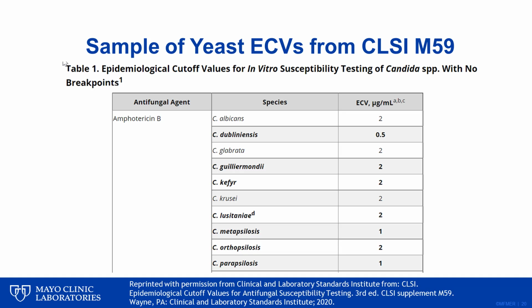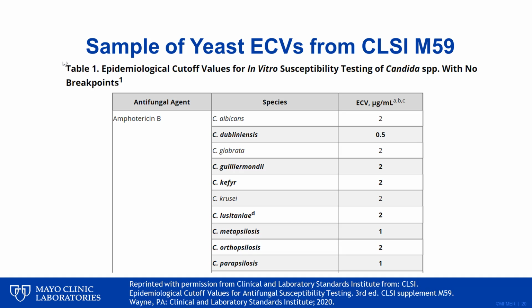This slide presents a portion of the ECV data that is available from the CLSI for the antifungal agent amphotericin B against a number of Candida species. As you can see from this table, the ECVs differ depending upon which Candida species is tested. For example, a Candida albicans with an MIC less than or equal to 2 micrograms per milliliter would be considered wild type, while a Candida dubliniensis with an MIC above 0.5 micrograms per milliliter would be considered as non-wild type, suggesting the presence of a resistance mechanism.